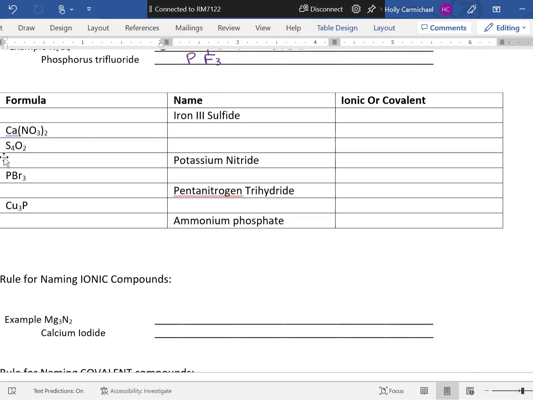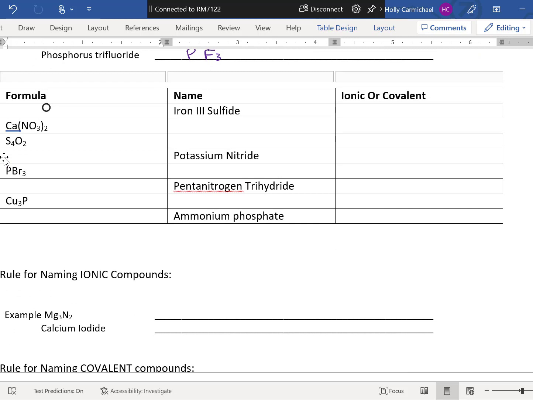Okay, 5 minutes. I want you to see how many of these you can write the names and the formulas from the names. You can talk with your little elbow partner people. Last one, and maybe you want to do the last column first, ionic versus covalent.